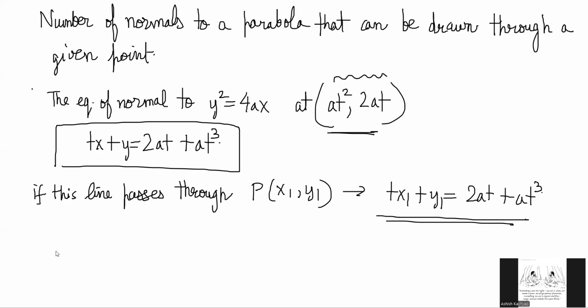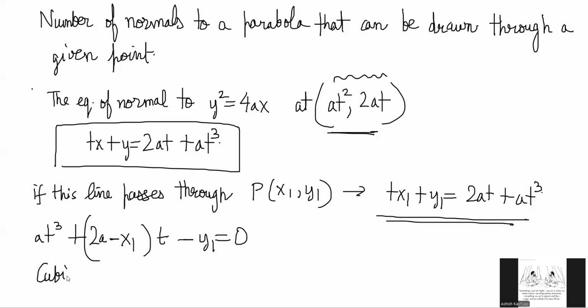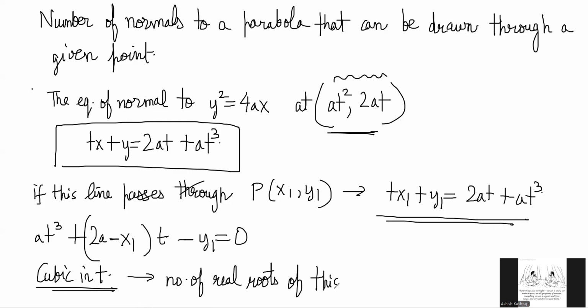So this equation is a cubic in t. You can see that you can write this equation as at cubed plus 2a minus x1 times t minus y1 is equal to 0. This is a cubic in t, and basically the number of normals that pass through x1 y1 would be the number of real roots of this cubic.